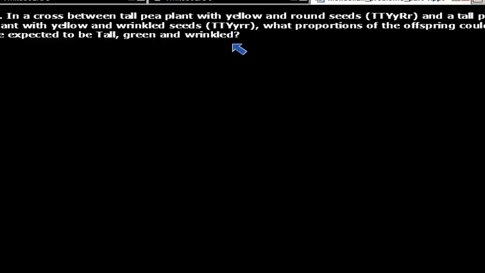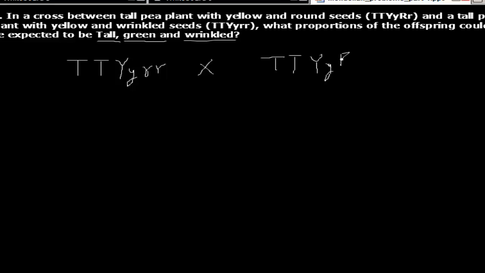In the earlier case, we have seen that specific genotypes were asked, but here phenotypic constitutions were asked for. So here we are looking for a tall, green and wrinkled plant, for a genotypic constitution, that is capital T, capital Y, small r, that is going to cross with a capital T, capital Y, small y and capital R, small r. So this is the cross we have to consider.